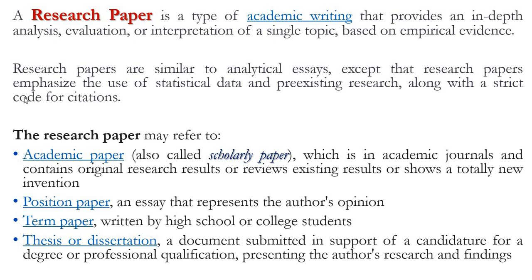Okay, then based on the researchers, research papers may refer to various types: the academic paper, position paper, term paper, and thesis or dissertation. Coming to the main thing, what is an academic paper? It is generally called a scholar paper. Here a scholar paper means a research paper in academic journals, and it contains original research results, or reviews existing results, or shows a totally new innovation.